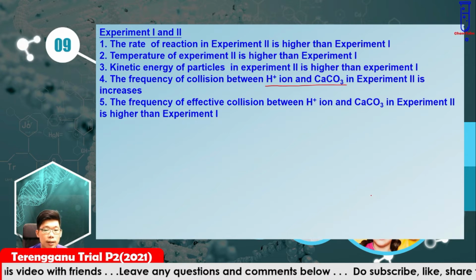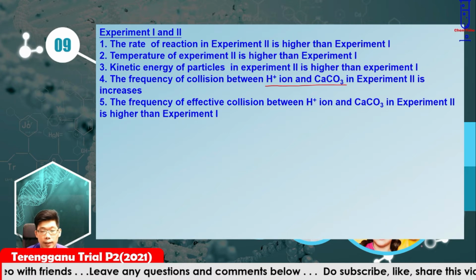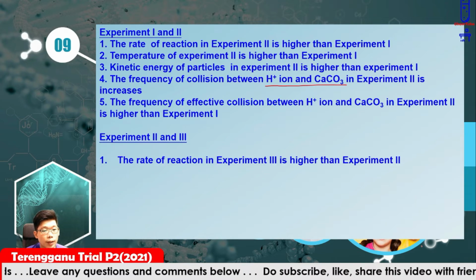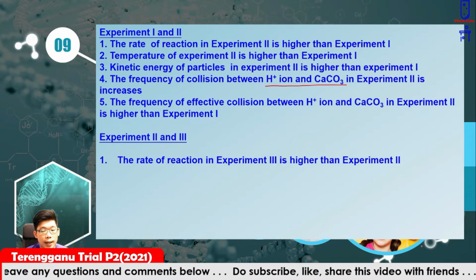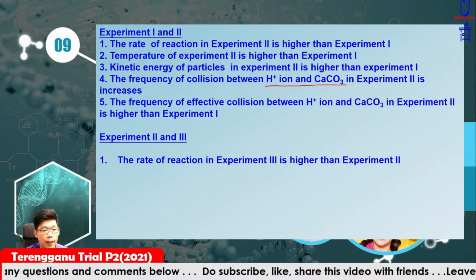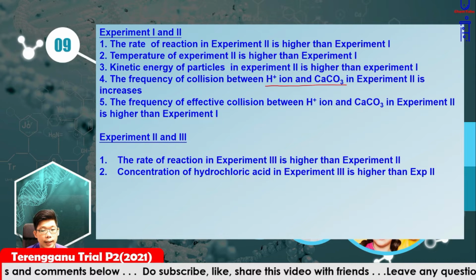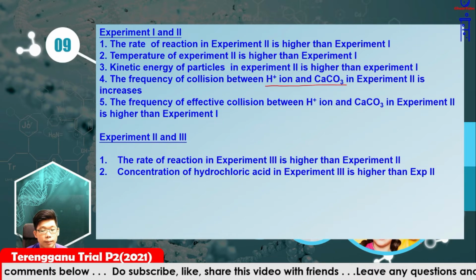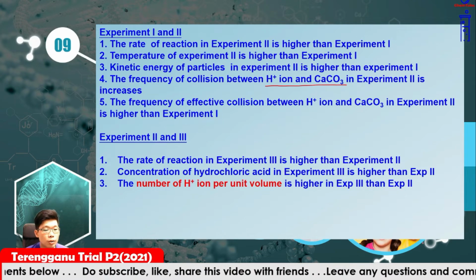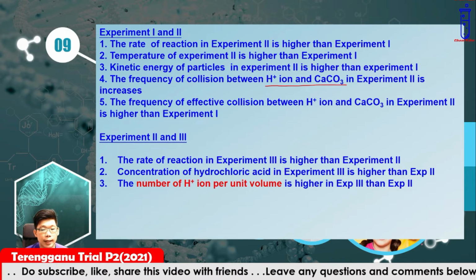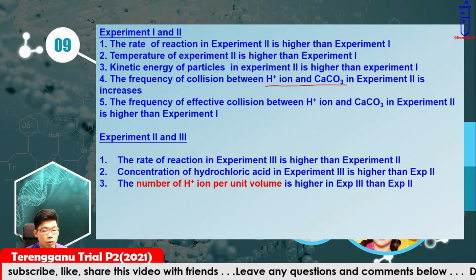Calcium carbonate is the special example here. For experiments 2 and 3, the rate of reaction in experiment 3 is higher than experiment 2. Why? Because the concentration of hydrochloric acid is higher in experiment 3 compared to experiment 2, so the number of hydrogen ions per unit volume is higher in experiment 3 compared to experiment 2.